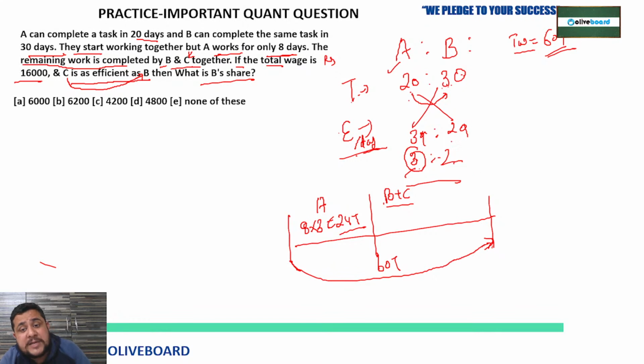So B's efficiency, we know that he is having 2 cups of tea per day. And they have to finish how much? The rest of the cups of tea. 24 already finished by A. So the remaining one is what? 60 minus 24 means 36 cups of tea.